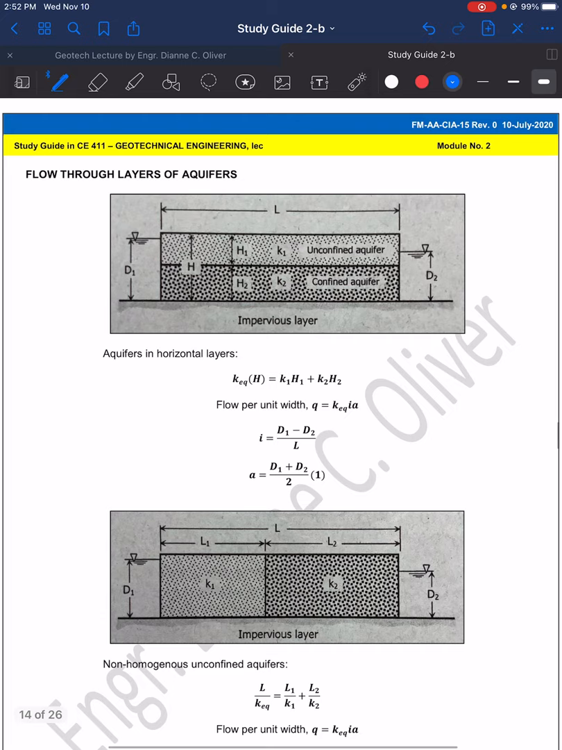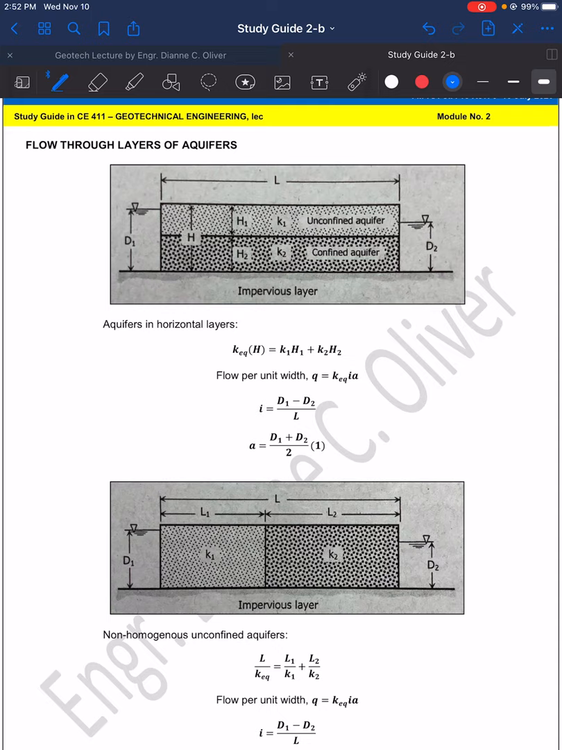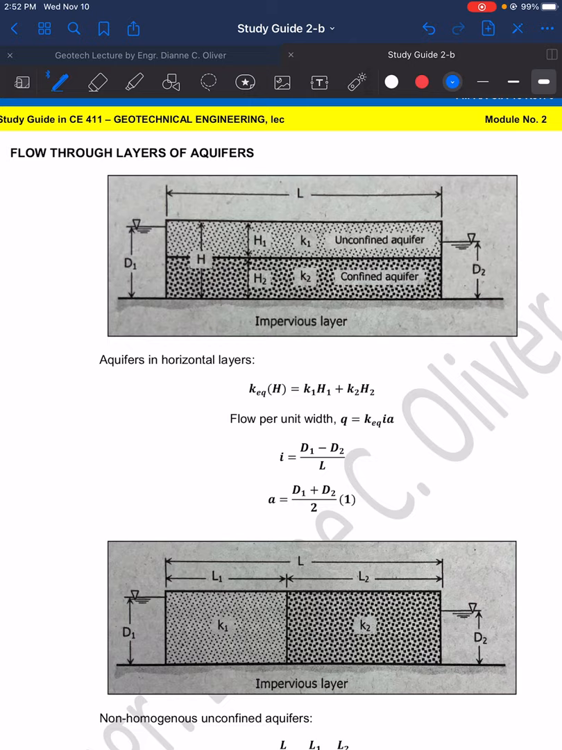Now let's have this flow through layers of aquifers. Okay, so let's zoom in. The first scenario here is a soil layer with two soil types, and these two layers have different K, or hydraulic conductivity. So we need to find out what is the K equivalent of this whole soil, layers of soil. Okay?